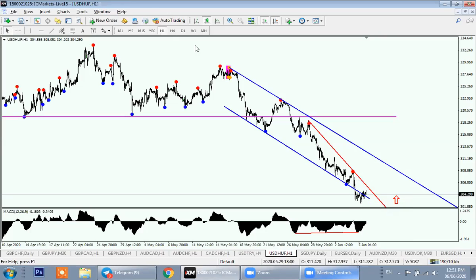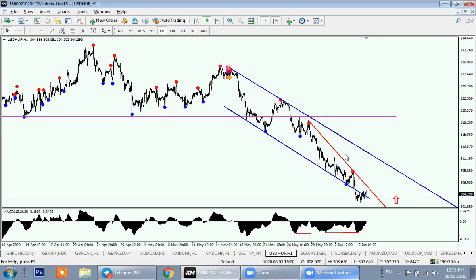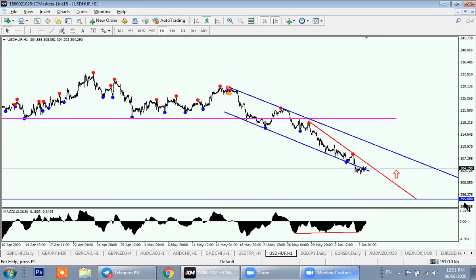I don't recommend an entry unless price tests our support before breaking above our red trend line, because for now we only have two confluences, divergence and trend line. We don't have a third one. So we can expect a movement like this. From here, that's our first scenario, to make our red trend line objective and then enter on break upwards.